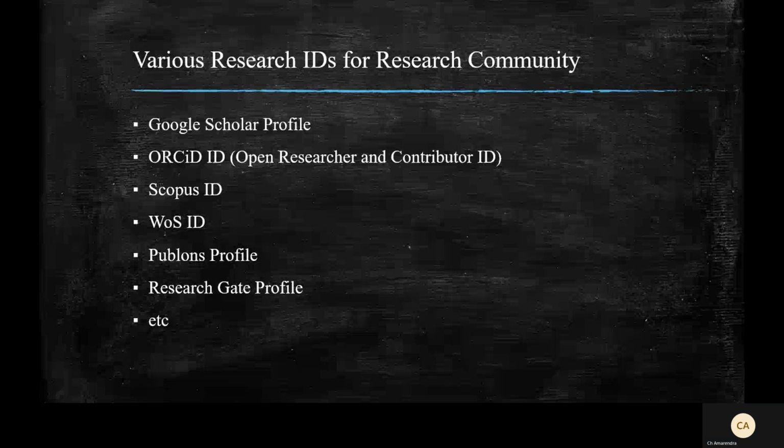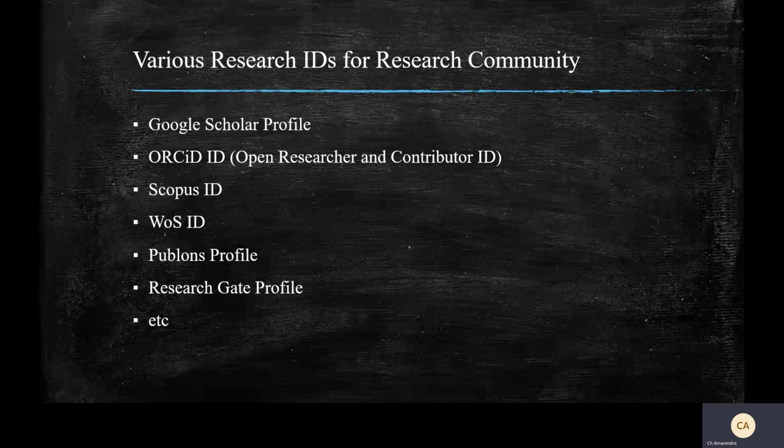So, various research IDs for the research community: Google Scholar Profile, ORCiD ID (Open Researcher and Contributor ID), Scopus ID, Web of Science ID, Publons Profile, ResearchGate Profile. Like that, we have so many research profiles and research IDs.